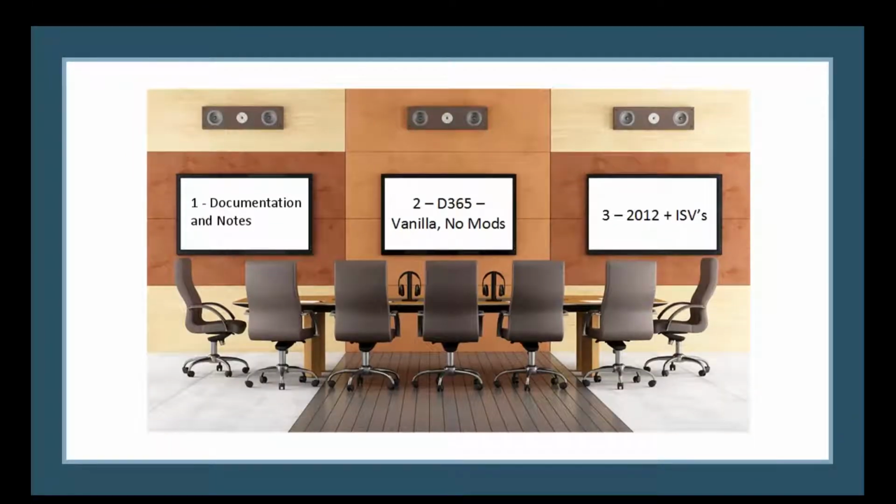The other thing here, I just wanted to highlight. Here's the example: documentation and notes on one monitor, the D365 vanilla with no modifications on it, and then your 2012 environment with ISVs is typically what we're tackling when we go through this process. And like I said, it really spurs a lot of conversations, because what we typically do is review the documentation and notes at the beginning of the meeting and identify what those customizations are, if you have that documentation. And if you don't, it's okay.